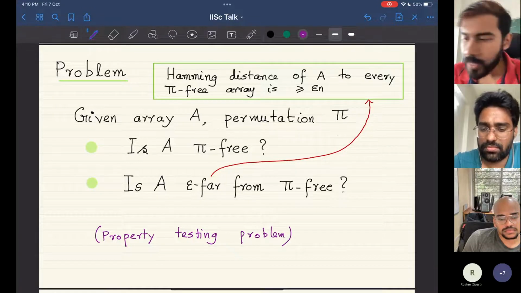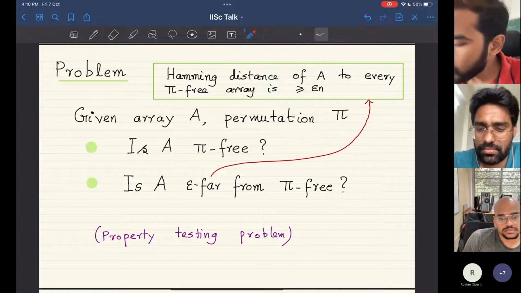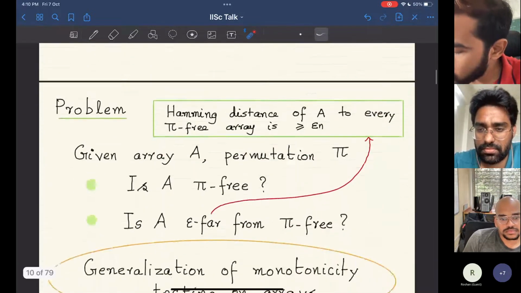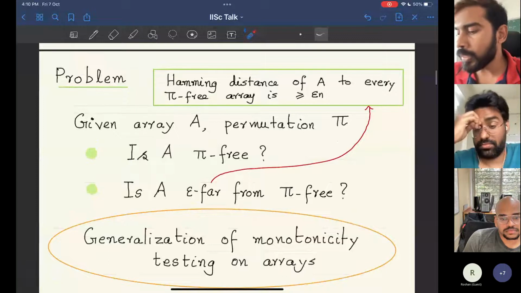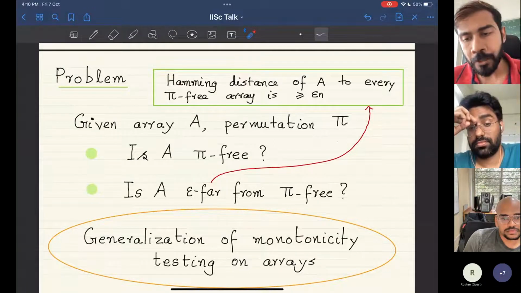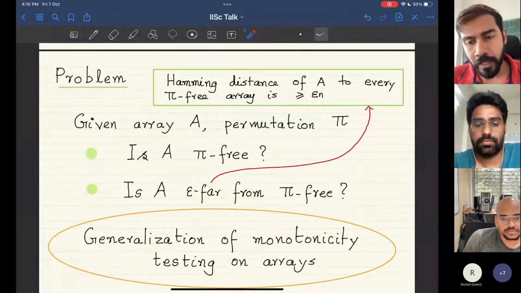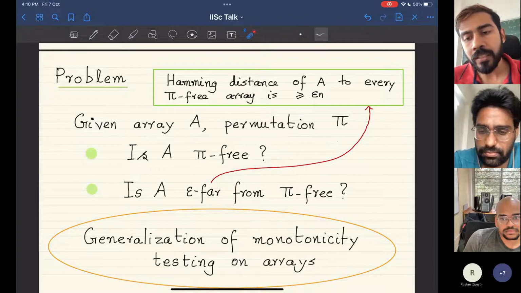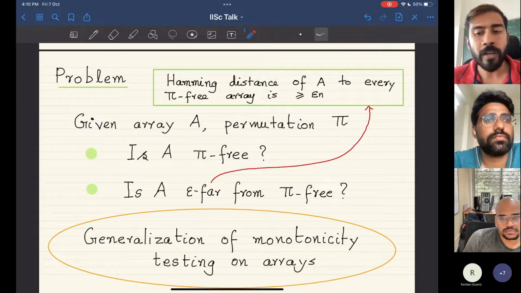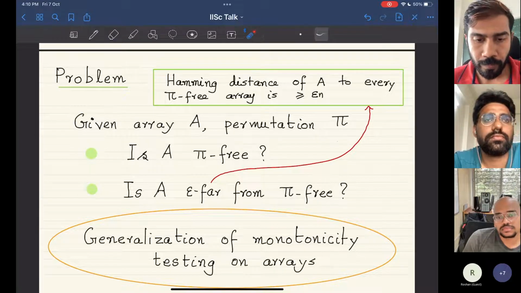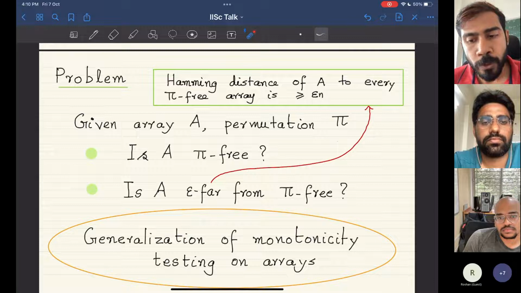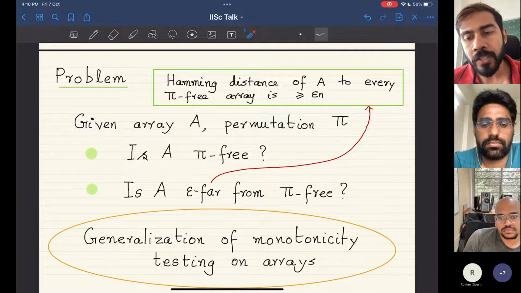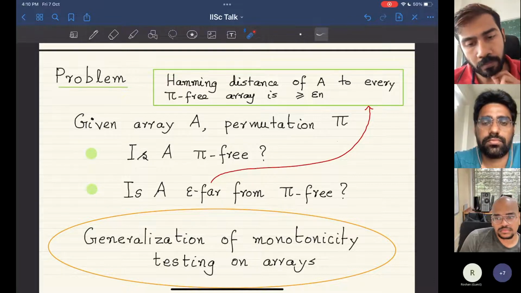And this is the problem that we study. Now, this is a generalization, the specific problem of pi-freeness is a generalization of testing whether arrays are monotone or far from monotone, because monotonicity is equivalent to 2-1 freeness.